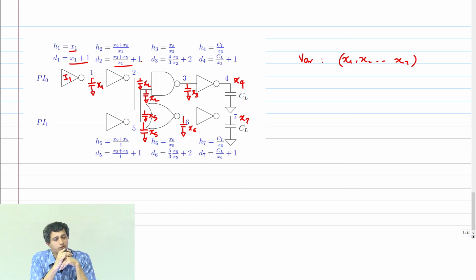Similarly for the NAND 3, it is simply x3 by x2. Remember, it is not x3 by x2 plus x5. It is only the input capacitance of that particular gate, right? So it is x3 by x2, and the delay is logical effort 4 by 3 into x3 by x2 plus 2. Similarly, I can write down the delay for all the other gates, right? Just that, for example, in D5, you have to be careful that this inverter is driving the NAND and the NOR again. So therefore, again, it is x2 plus x5 by 1 plus 1. That's the delay.